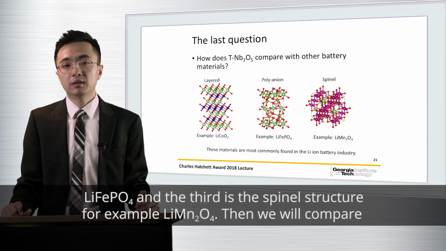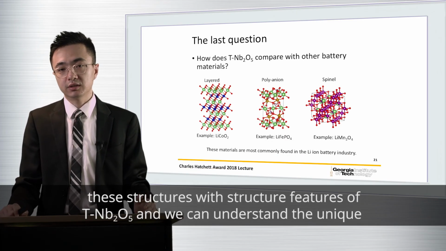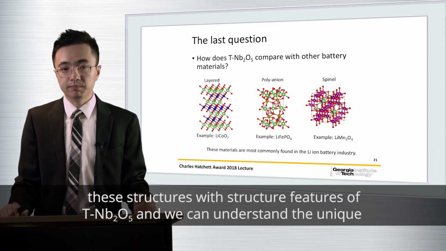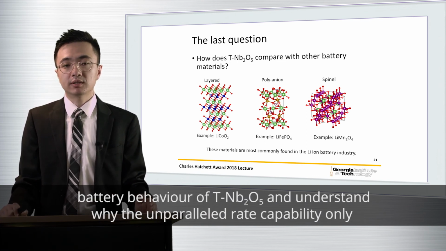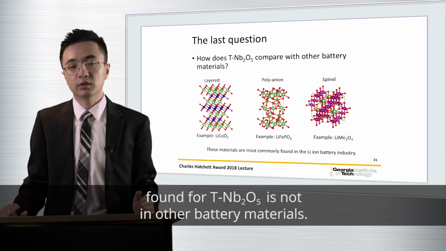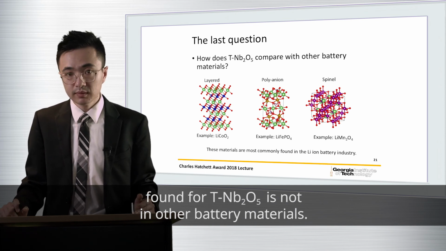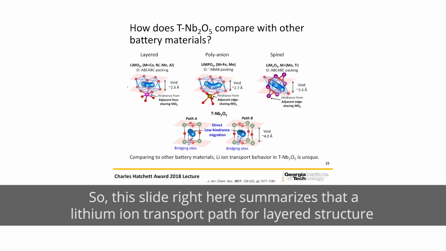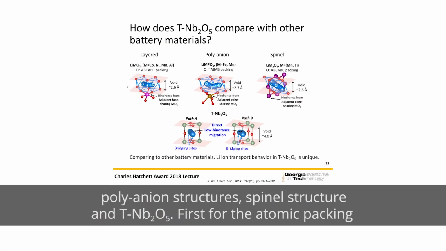Then we will compare these structures with the structure features of tin niobium oxide, and we can understand the unique battery behavior of tin niobium oxide and why the unparalleled rate capability is only found for tin niobium oxide, not in other battery materials. So this slide summarizes the lithium-ion transport paths for layered structure, polyanion structure, spinel structure, and tin niobium oxide. First, the atomic packing behavior.